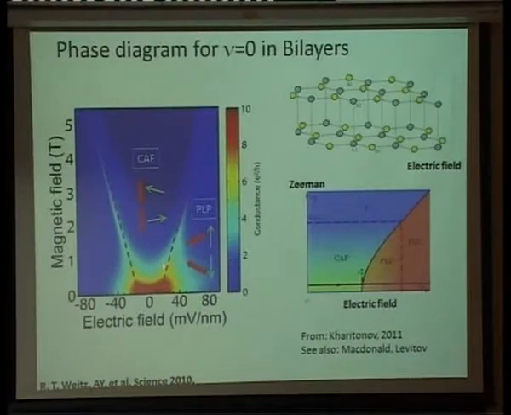But these are experiments that we've done a couple of years ago, where one is looking at the conductivity of the nu equals 0 state, which is very, very low. It's typically gapped. But now you have two parameters. One is a magnetic field, which in principle will try to favor spin ordering. The other one is an electric field, which will try to favor pseudospin ordering. And you see that there is a phase transition that occurs, which takes you from what is known as a partially layer polarized state, which is shown here, to the canted antiferromagnetic state, which is shown here.